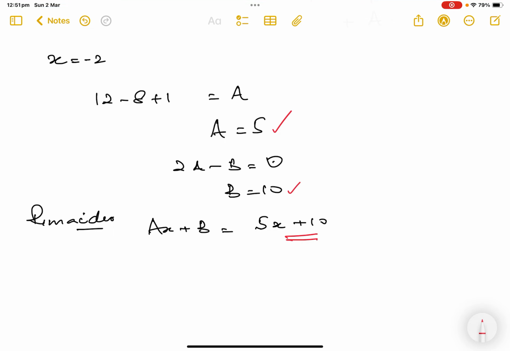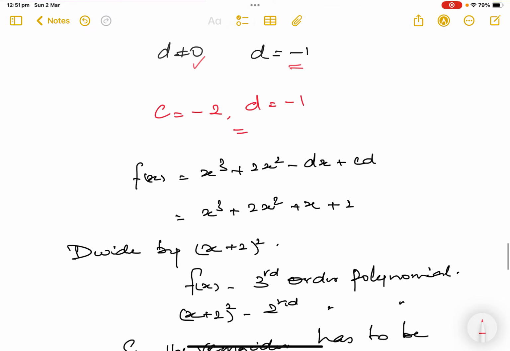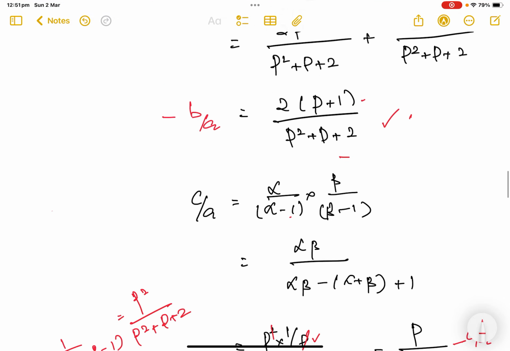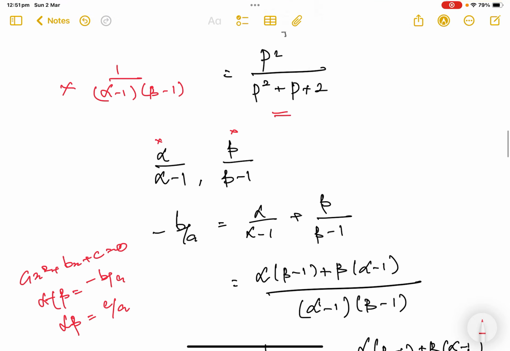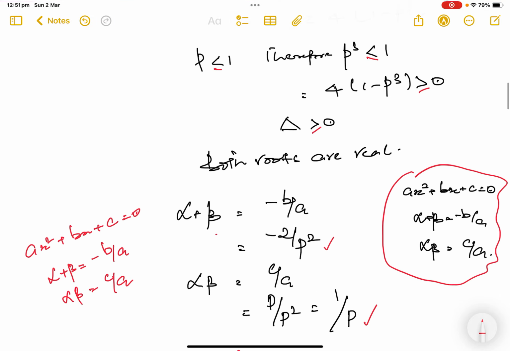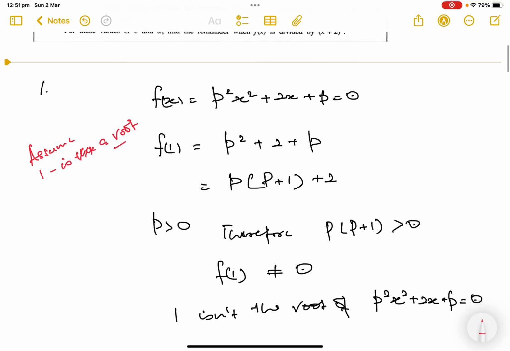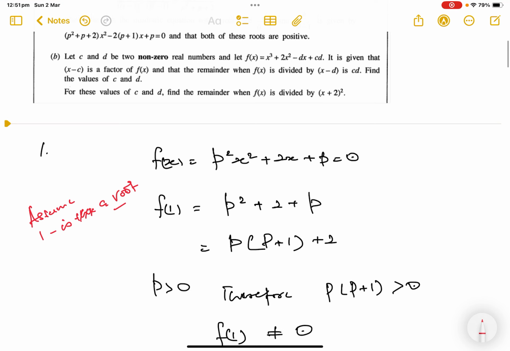Then the remainder, ax plus b, is 5x plus 10. This is quite a hard-work question. It is mainly the remainder theorem and quadratic functions, and their properties.